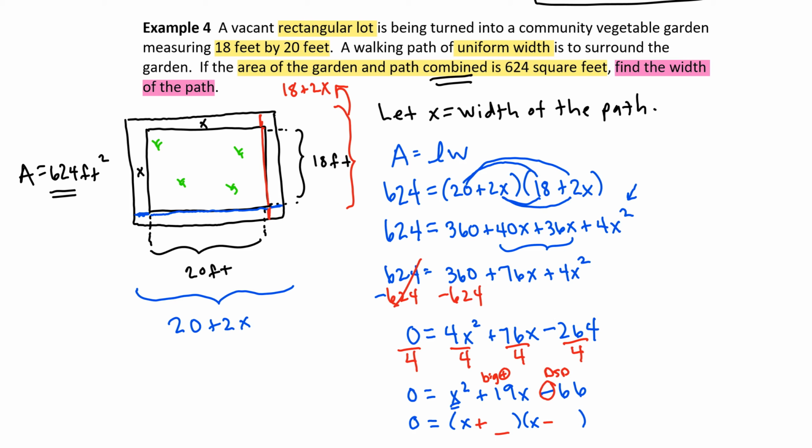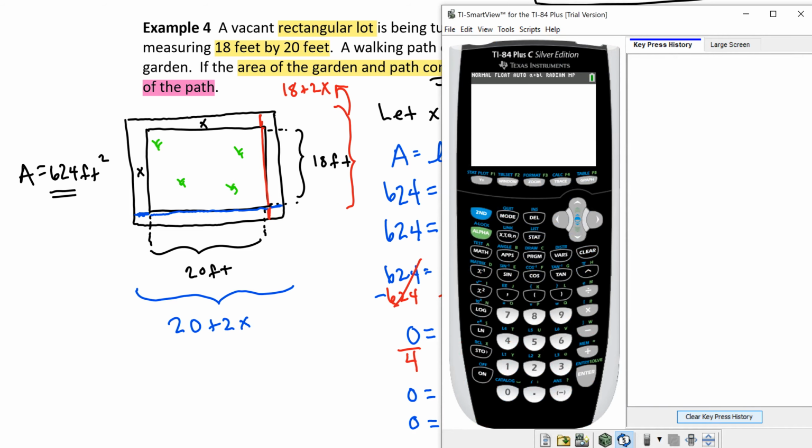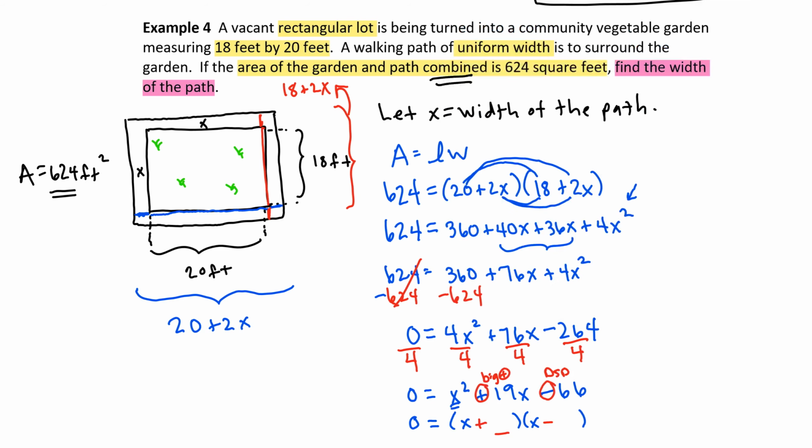So I need 2 factors of 66 with a difference of 19. If they don't pop into your mind right away, you can always just play around with factors using your calculator. We're looking for factors of 66 with a difference of 19. Notice 66 divided by 3 is 22. So my two factors there are 3 and 22, and they do have a difference of 19. The biggest one has to be positive. So 22 is our biggest number, 3 is our smallest number. So that wasn't so bad.